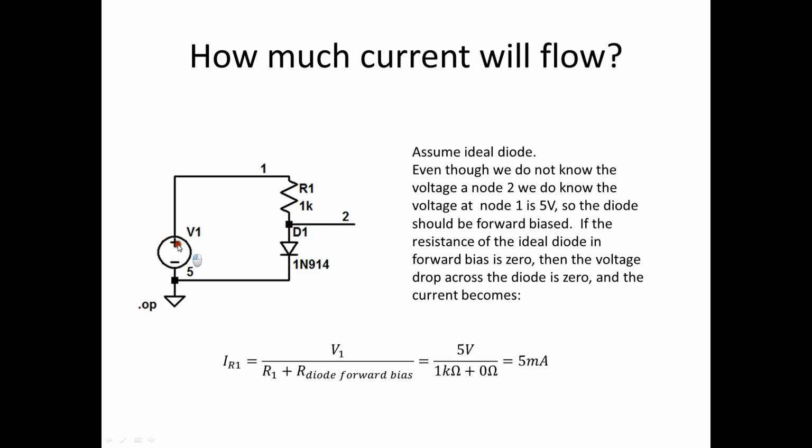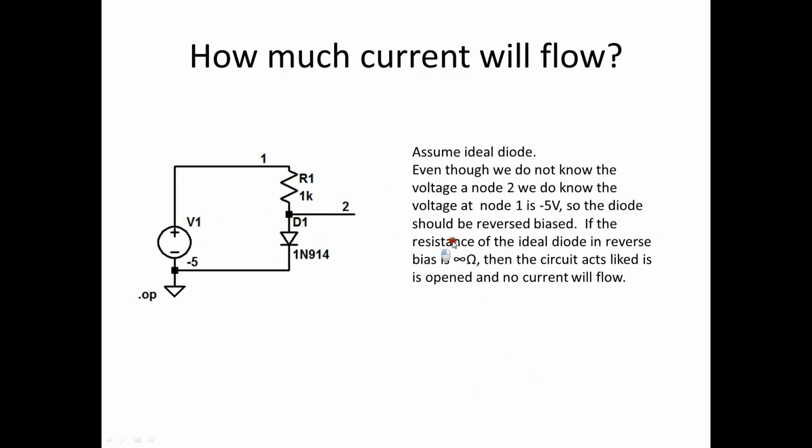We have a battery, 5 volts. We have a resistance, 1 kilo ohm, and a diode. This is a specific diode. So let's assume an ideal diode. I don't know what the voltage is here, but if this is 5 volts, then node 1 will be at 5 volts. And that's pretty much guaranteeing that this node will be at a higher potential than this node. So it should be forward biased. So if it's forward biased, there won't be any voltage drop across it, and there won't be any resistance. So I should just get 5 volts divided by 1 kilo ohm and get 5 milliamps. Well, let's simulate it and see what we really get.